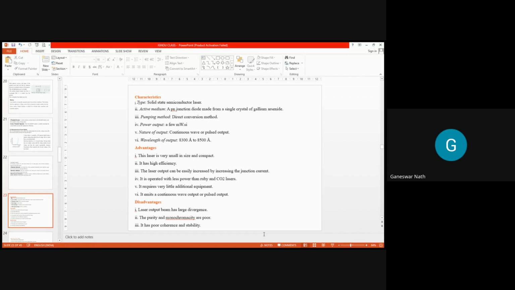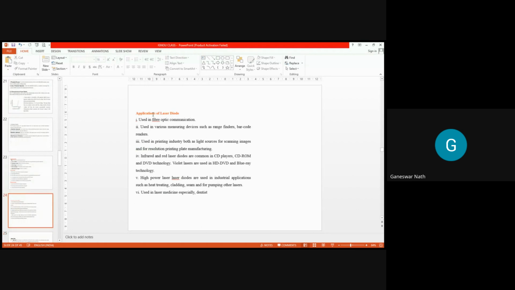So this is called the four pure coherence. Now I'm coming to some of the applications you can find. Particularly this laser diode is used for optical fiber communication systems. Also, these laser diodes are particularly used for barcode reading.